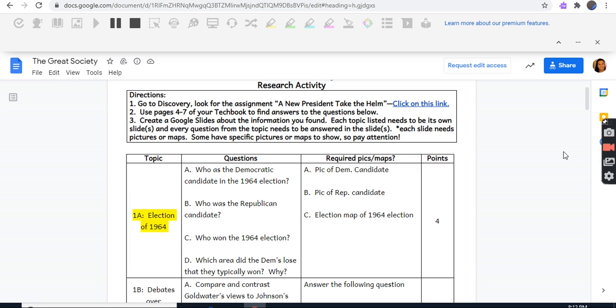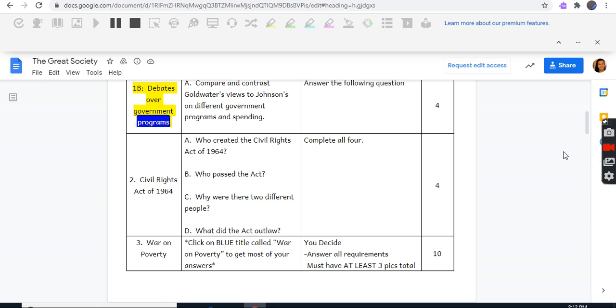Topic 1A: Election of 1964. A. Who is the Democratic candidate in the 1964 election? B. Who was the Republican candidate? C. Who won the 1964 election? D. Which area did the Dems lose that they typically won? Pictures: A. Picture of Dem candidate. B. Picture of Rep candidate. C. Election map of the 1964 election. Then 1B. Debates over government programs.